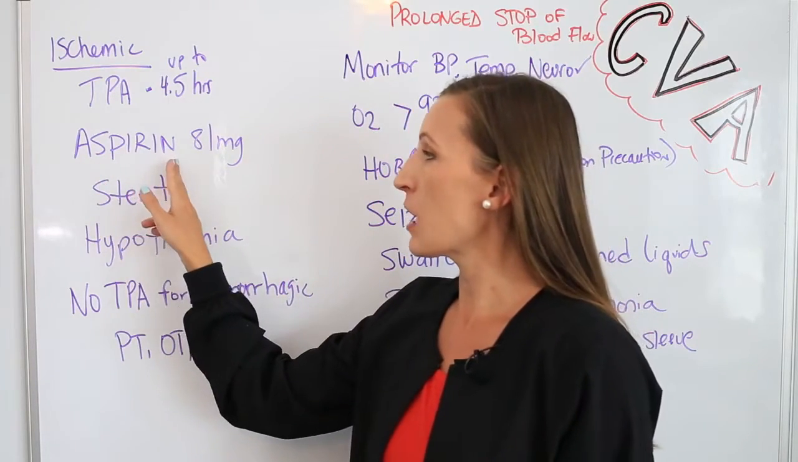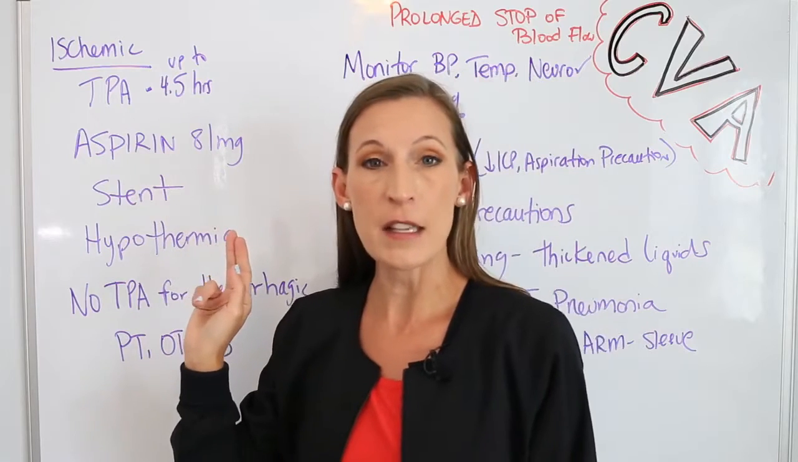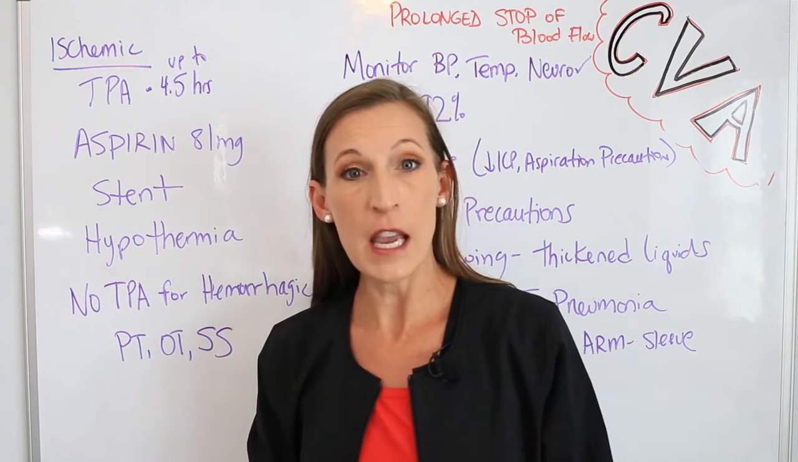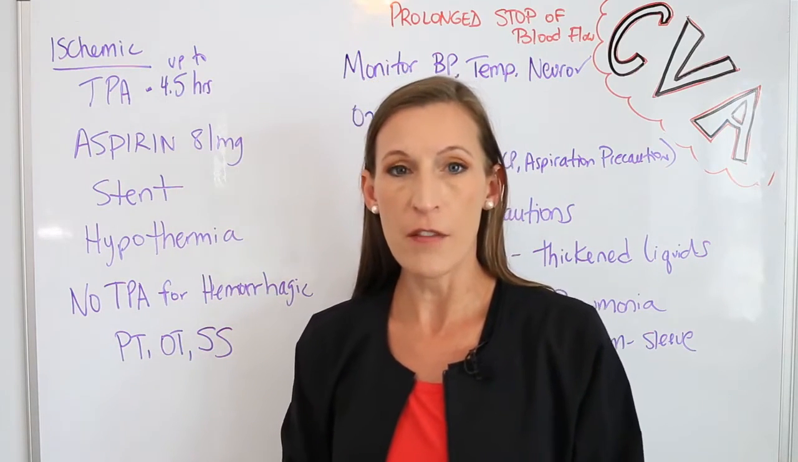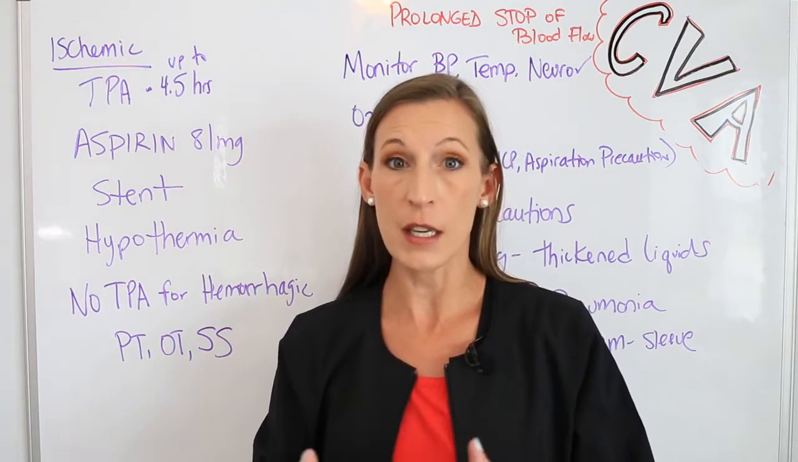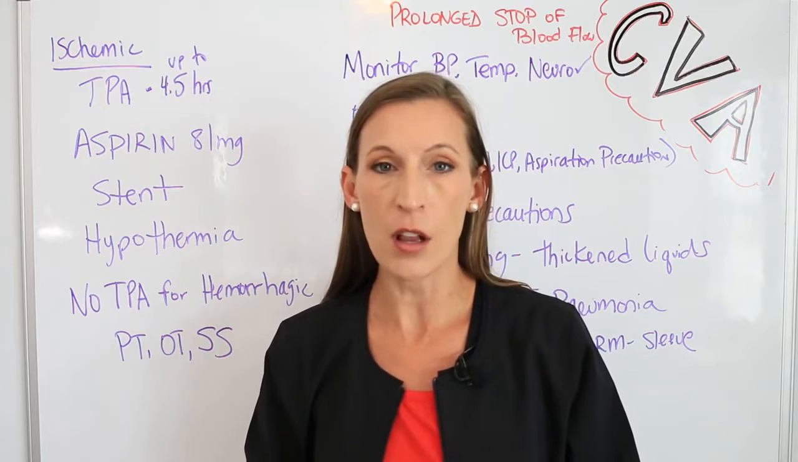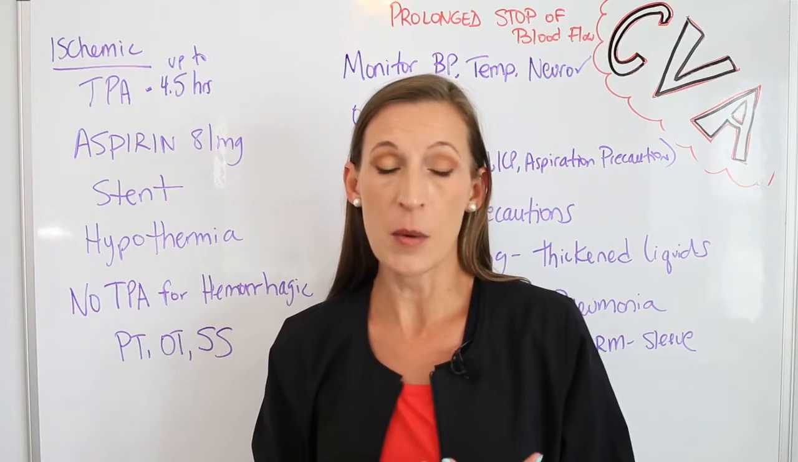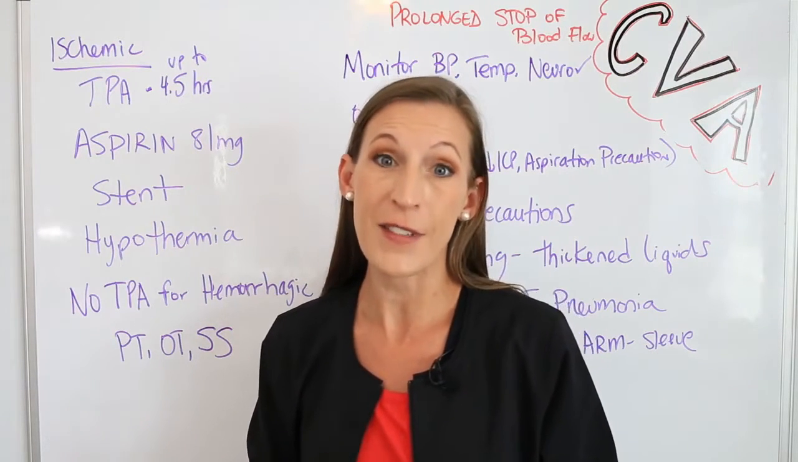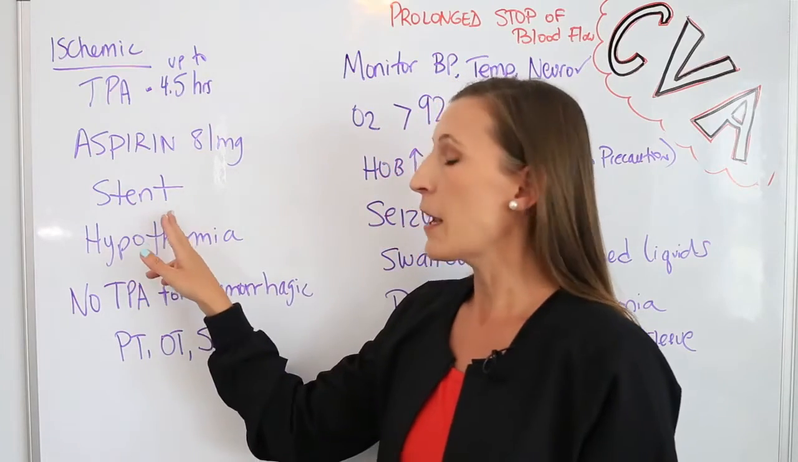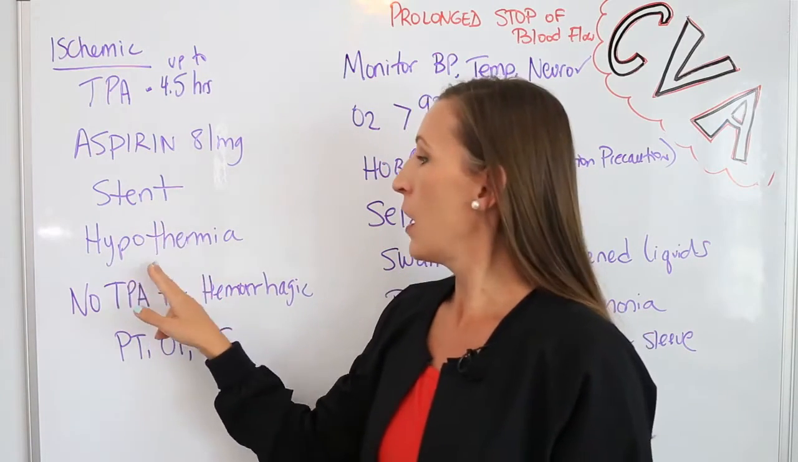We'll give ischemic strokes 81 milligrams of aspirin, and in fact in first aid, they teach you that at the first signs of a stroke, to give them a chewable aspirin. That aspirin will help disintegrate clots, as that's the first thing we can give them to help disintegrate those clots as fast as possible. They can get stents put in.